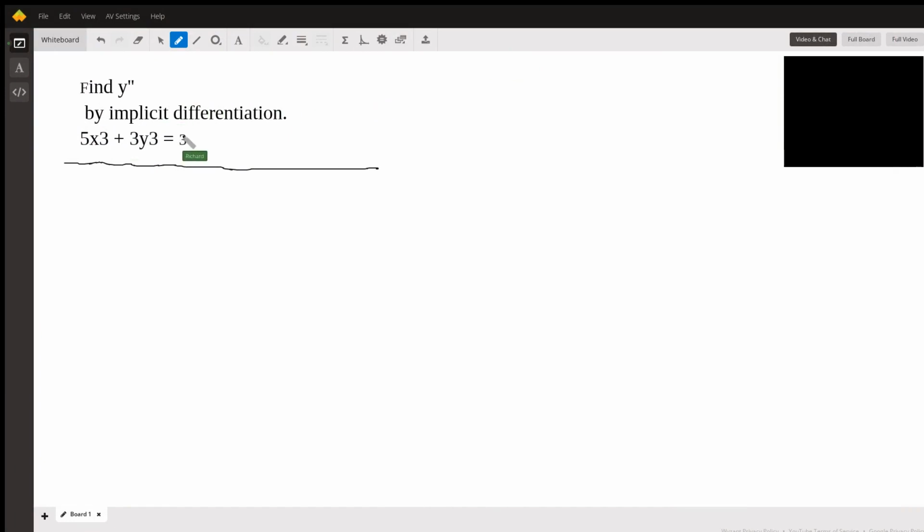This has to do with implicit differentiation. And they're using this notation, which is not my favorite, but we'll stick with it. They want the second derivative. So let me just write this out. 5x cubed plus 3y cubed equals 3. Now we're going to differentiate this with respect to x.